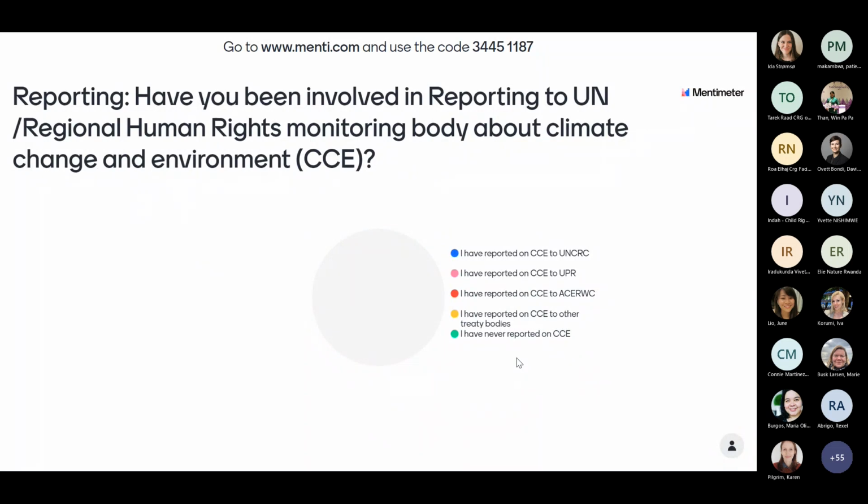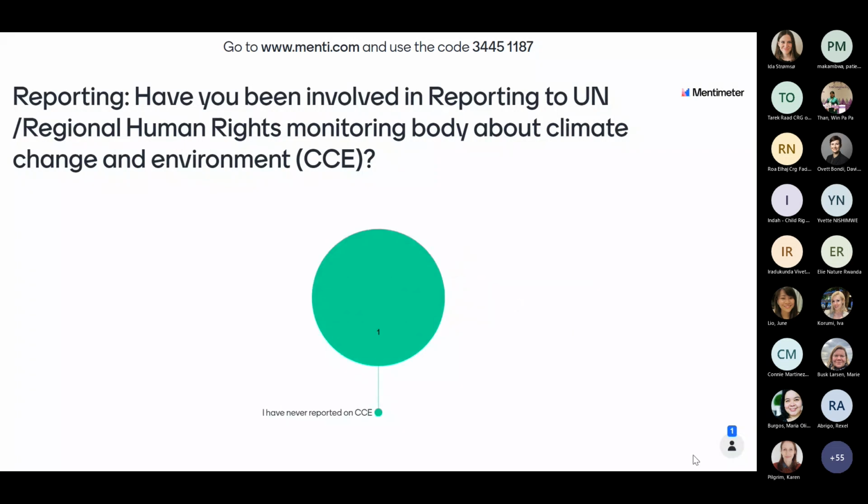Great. So yes, please go on this link, menti.com, and put the code 344-51187, as you see at the top of the slides. And then we want to know if you have reported on climate change and environment to the UN Committee on the Rights of the Child, or to the UPR, Universal Periodic Review, or to the African Committee, or if you have not reported at all, just to know also the level of experience so that we also know how much more information we can provide in the minutes that are remaining.